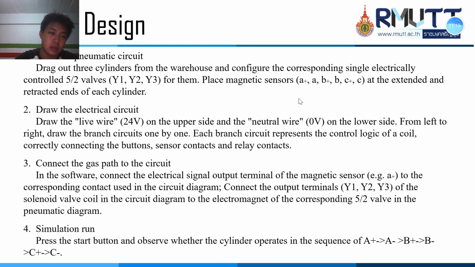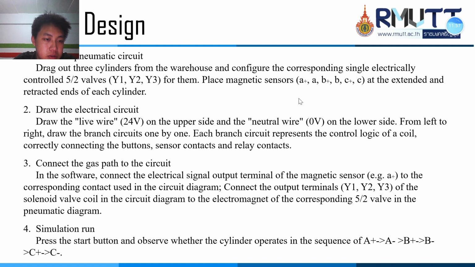Okay, so let me tell you the circuit design. The first step: place the pneumatic circuit, drag out three cylinders from the warehouse and configure the corresponding single electronically controlled 5/2 valves Y1, Y2, Y3 for them. Place mechanical sensors A plus A, B plus B, and C plus C at the extended and retracted end of each cylinder.